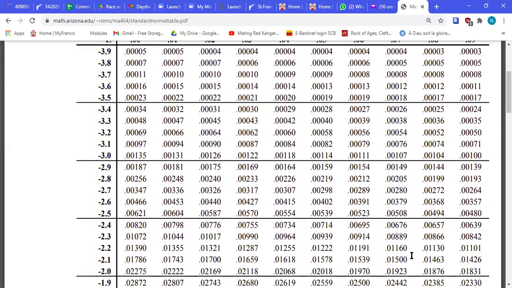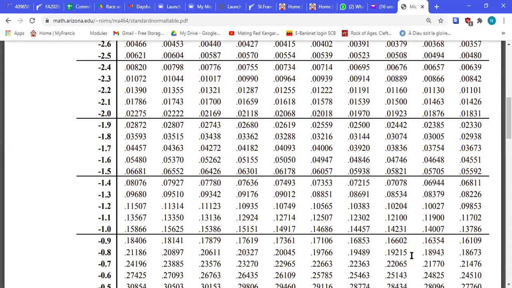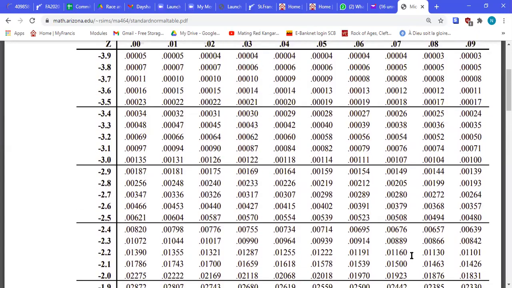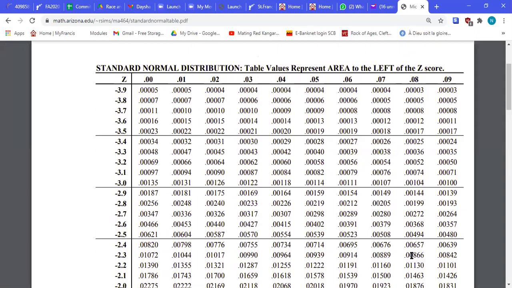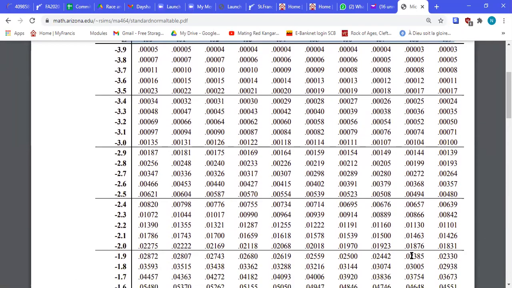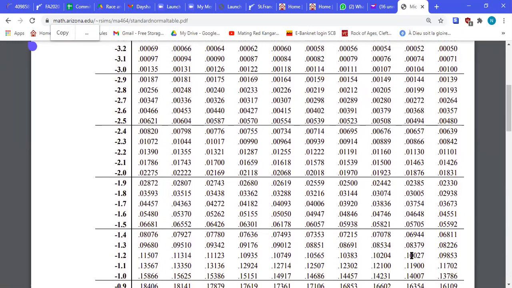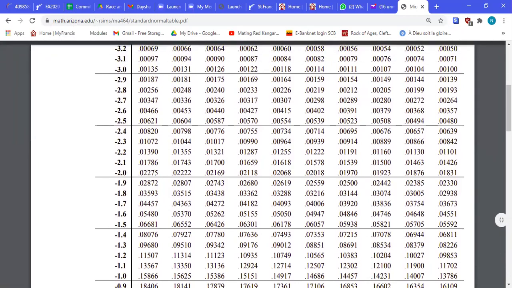So I'm going to look for negative 1.2. This is negative 1.2 here. Now look at how it is arranged. This is negative 1.20, negative 1.21, negative 1.22, negative 1.23, negative 1.24. So we are going to go down. Negative 1.2, then 0, 1, 2, 3, 4. So this is the number.